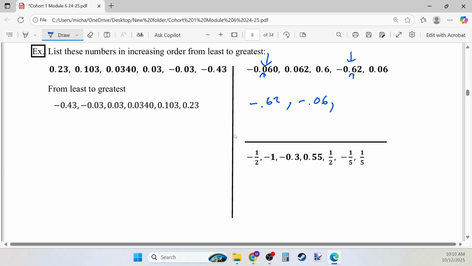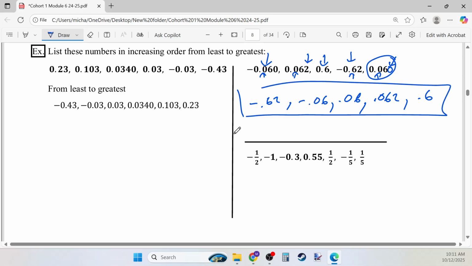Now we look at our positive numbers. This one is the biggest because 6 is bigger than 0 and 0. This one is the next number because this is 0.060. This is 0.062, and 2 is bigger than 0. So we get 0.06, 0.062, and 0.6. These are our 5 numbers in order.